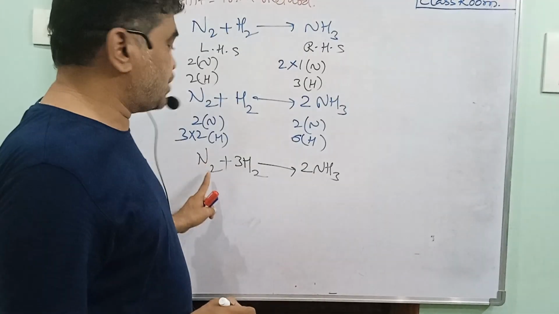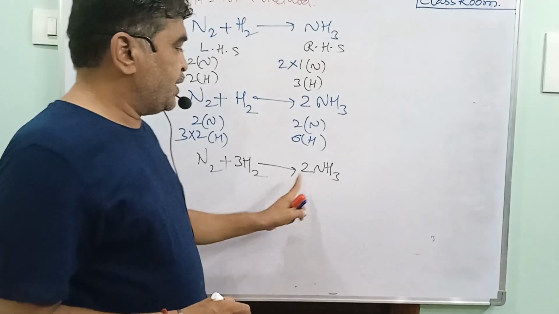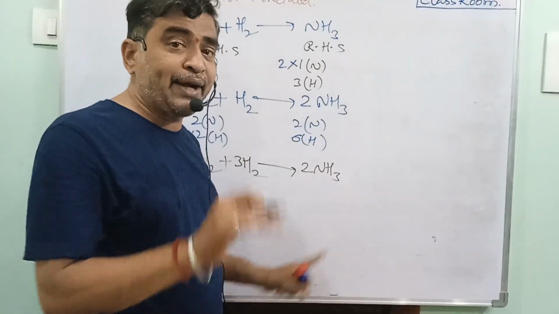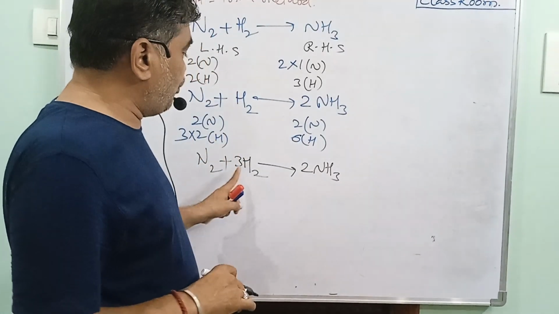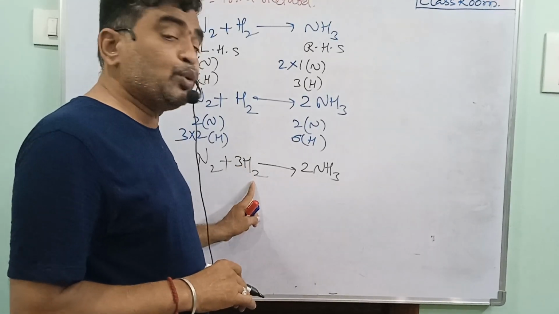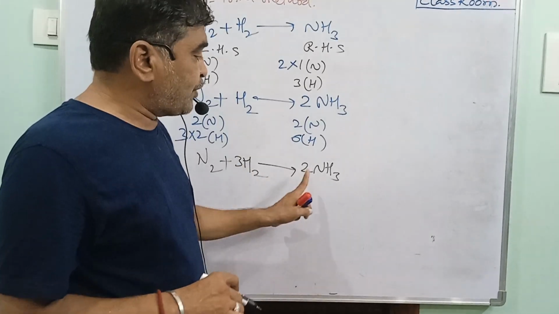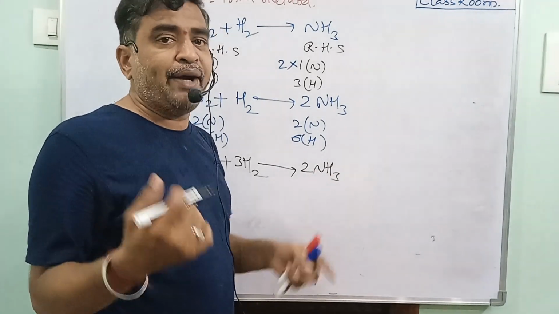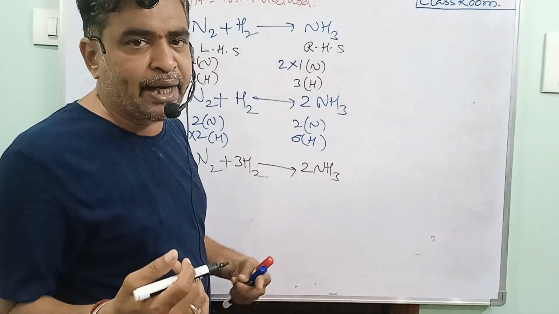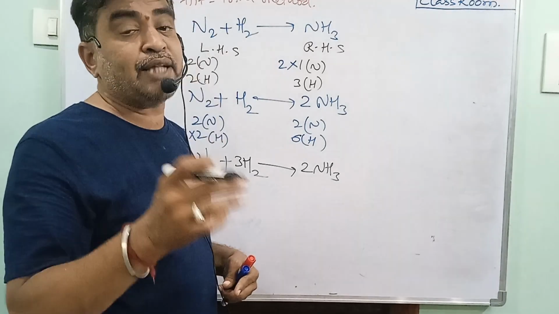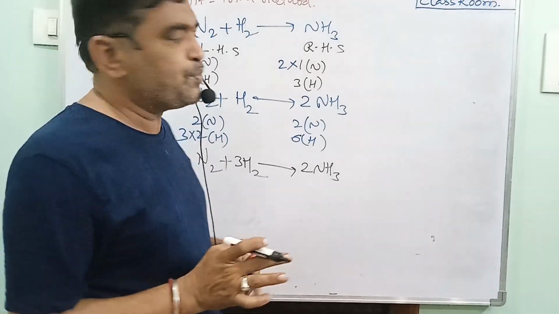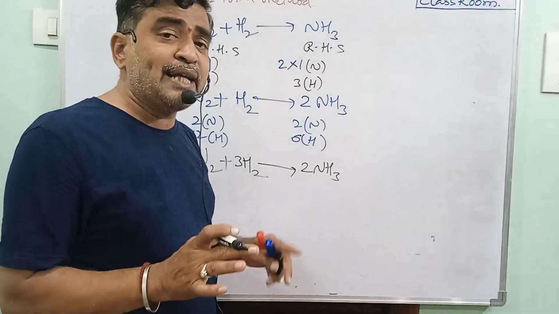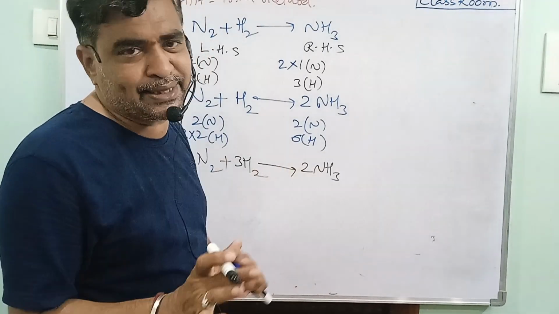Before the reaction we have 2 nitrogens, here also we have 2 nitrogens. The nitrogens are balanced. Before the reaction we have 3 into 2, 6 hydrogens. After the reaction also 2 into 3, 6 hydrogens. On both sides, left hand side and right hand side, you have the same number of elements. So that means the two sides have the same mass units.